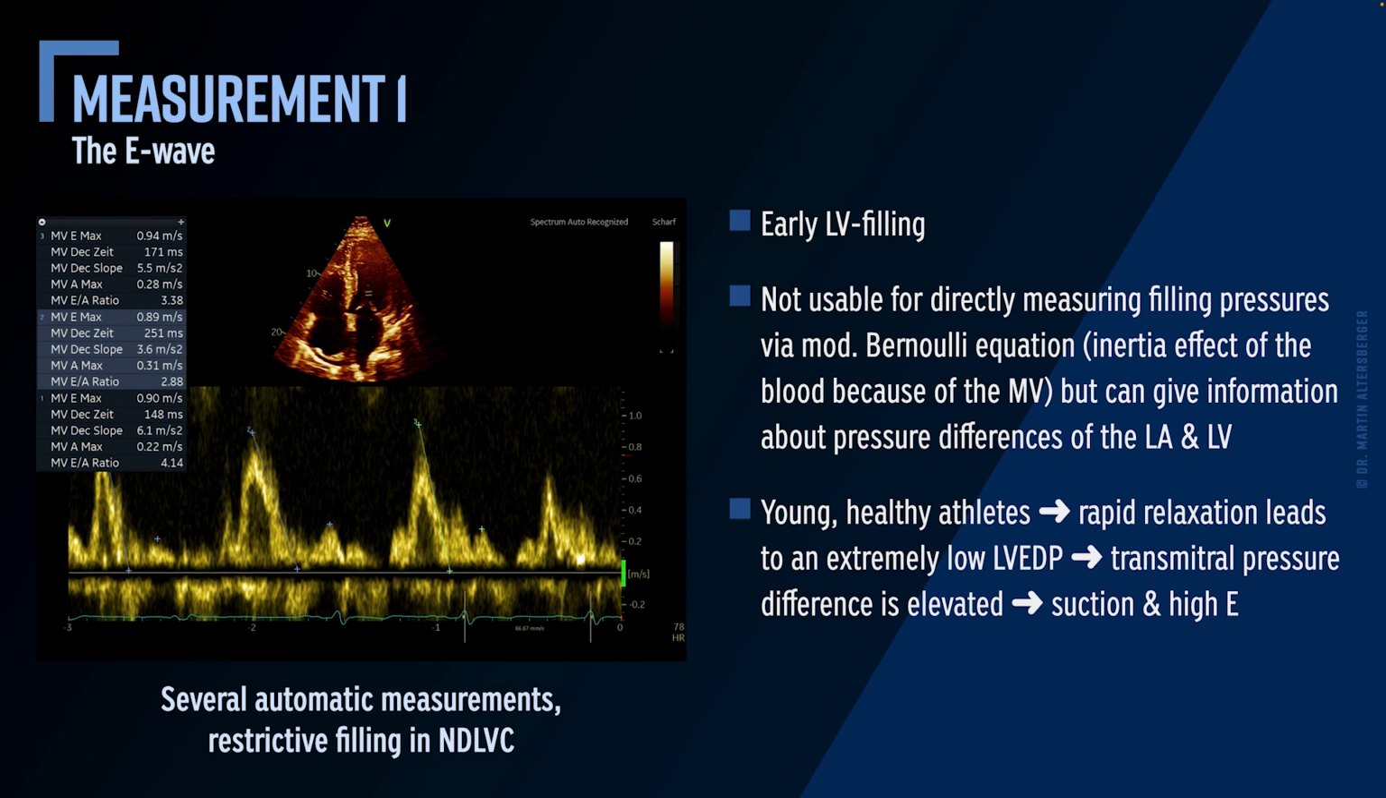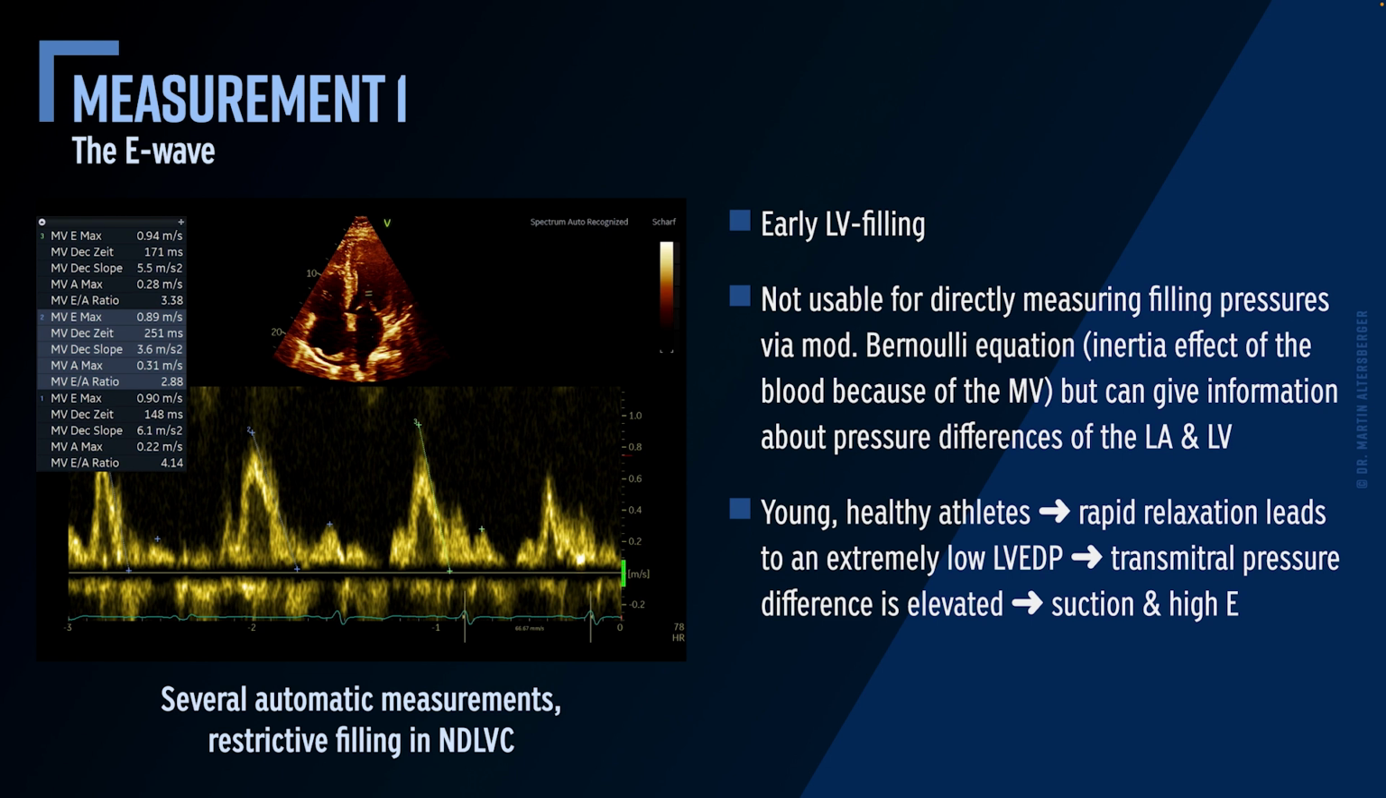And here we have several automatic measurements in a case of restrictive filling in a non-dilated left ventricular cardiomyopathy. Here you can see very nicely delineated the very large E and the very small A wave. Here are several measurements as well. Also the deceleration time is displayed. We will discuss it in a later stage, but this E wave denotes the early left ventricular filling. In this case, we have a sick left ventricle in a non-dilated left ventricular cardiomyopathy. This very large E and this very small A wave denotes automatically elevated filling pressures. We will discuss that when we talk about the guidelines as well.